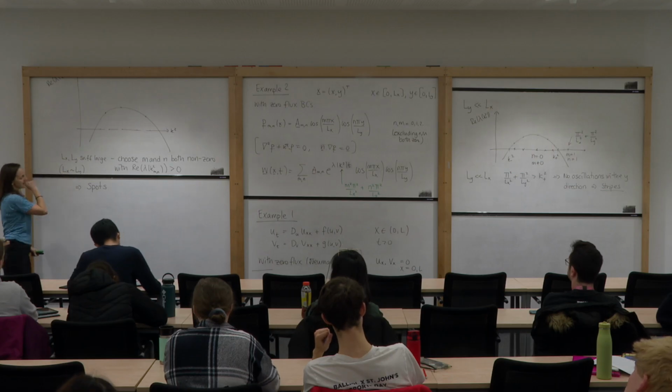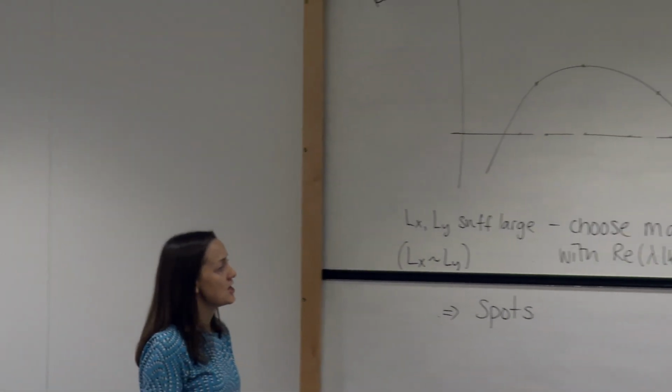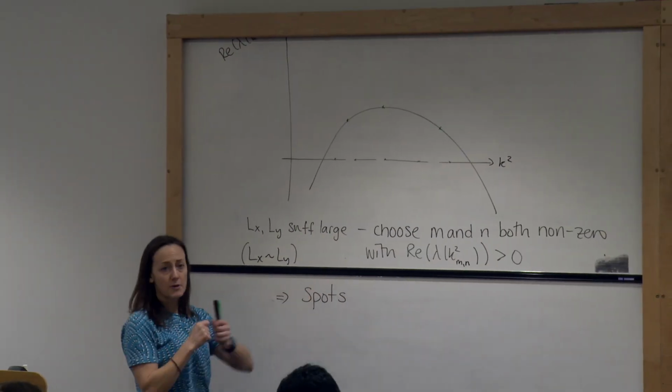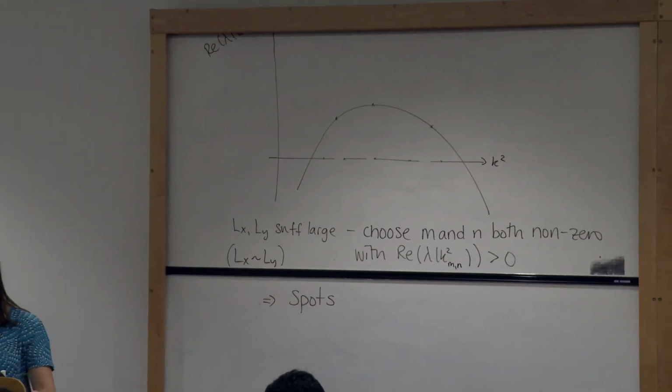On the other hand, if Lx and Ly are both sufficiently large, then we should be able to choose m and n, both not zero, and we should see some kind of spotty pattern.